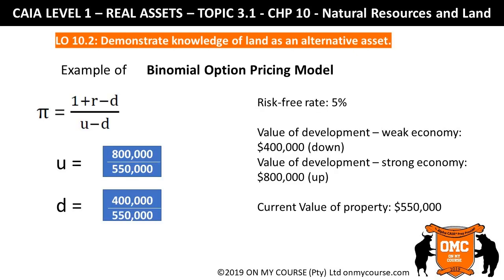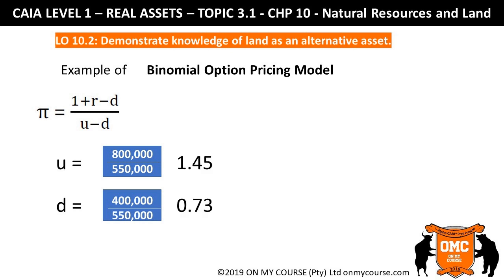So firstly, we will assume that the current value of the land is 550,000 US dollars. In this example, we will assume a 5% risk-free rate. We can start by getting the ratios of an up versus a down economy. That comes to the up value of 800,000 over the current value of 550,000, which is a ratio of 1.45 in the up scenario. In the down scenario, the value of the property is 400,000 and the current value is 550,000, so the ratio is 0.73 in the down scenario.